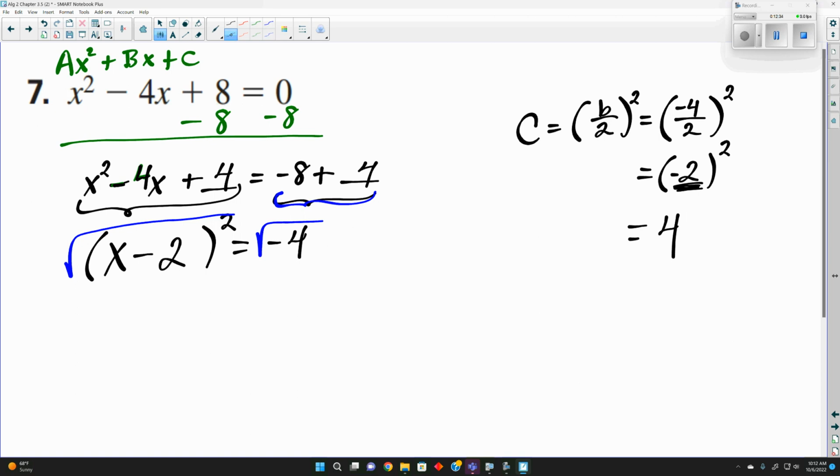Now, when we square root both sides, the square root and square would cancel, leaving us with x minus 2 is equal to plus or minus. So we need to take square root of negative 4. Well, we know the negative is going to come out as i. Anytime we have a negative inside a radical, an even root, it's going to come out as i, which leaves us with the square root of 4. Square root of 4 is? So we have 2i.